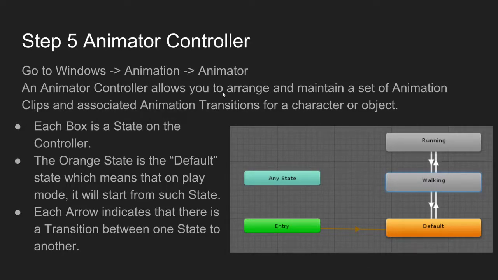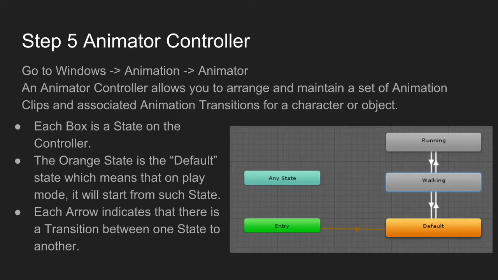So an animator controller allows you to arrange and maintain a set of animation clips and associate animation transitions for a character or objects. So what it basically is, it's like a state machine. Is anybody familiar with what a state machine is? Can you explain it to us? It's been a while, but it's like you're in one state, and if a condition is met, then you move to the next one. But if it isn't, then you stay in that state. Yeah, exactly. So that's basically the state machine. It keeps track of which state you are in. So we have a state machine for animations.